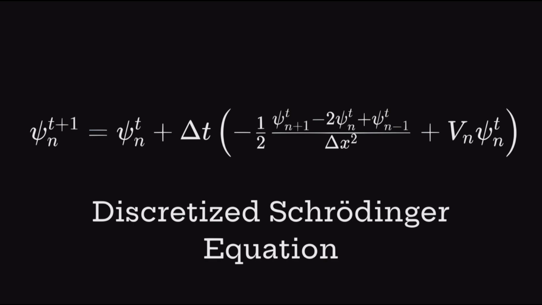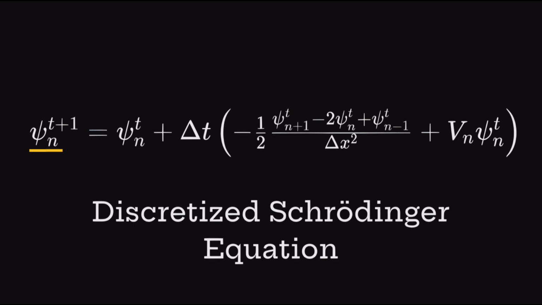This formula is a modified version of the Schrödinger equation, adapted so that a computer can solve it step by step. Instead of working with continuous curves, we break the wave function into discrete points in space and time. This method allows us to simulate how the wave function changes over time in a system like the infinite potential well.